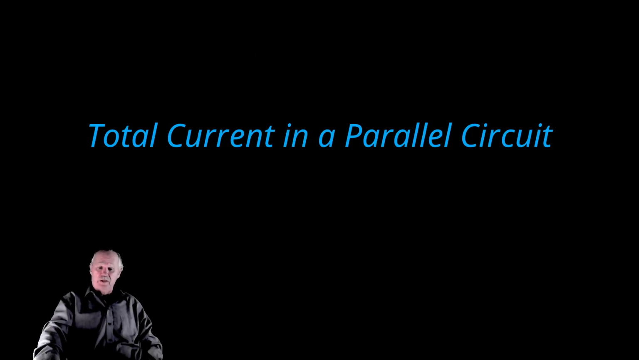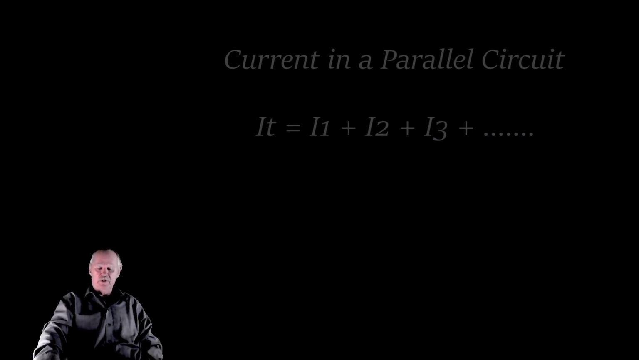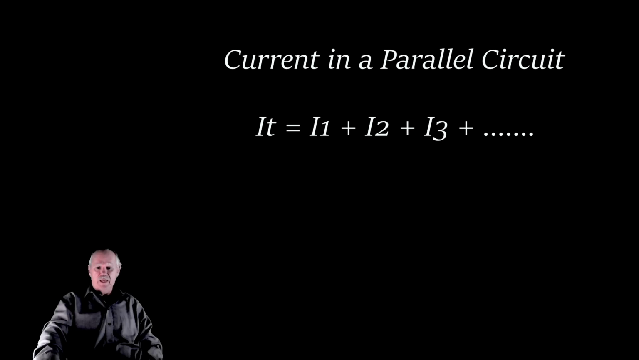Alright, there's one more formula that we've got to look at in order to calculate all the parts of this parallel circuit. We need to know how to find the total current in a parallel circuit. Total current is IT, which is current total, equals I1 plus I2 plus I3 plus so on, just as before.